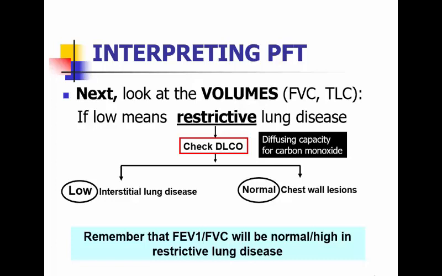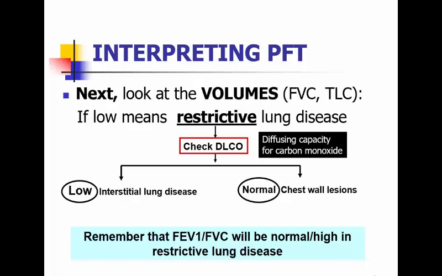But look at the total lung capacity. If it is low, what does it mean? It means that the patient has restrictive lung disease, and check the DLCO. If it is low, that's interstitial lung disease. If it is normal, it is not a lung problem. The patient has restriction in the lung movement, restrictive lung disease, but it is not due to lung disease.